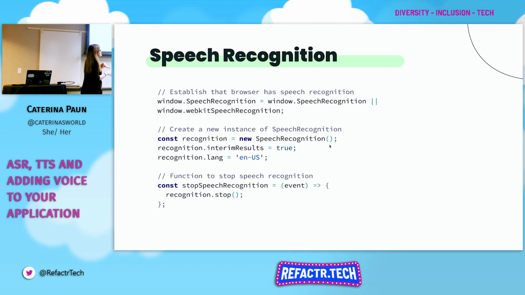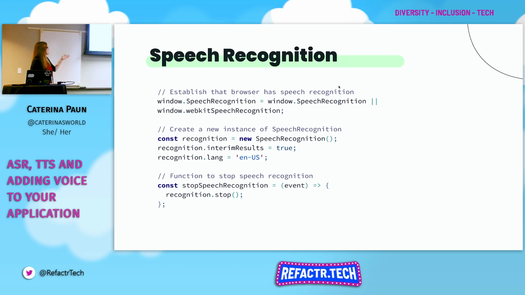The interim results are going to tell you everything that happens. So, for example, you say hello world. You're going to start with an H, an HE, and an HEL. Those are going to be the interim results, or you can just look at final results. You are going to start the recognition and then stop it. You are going to need both of those, the start method and the stop method.